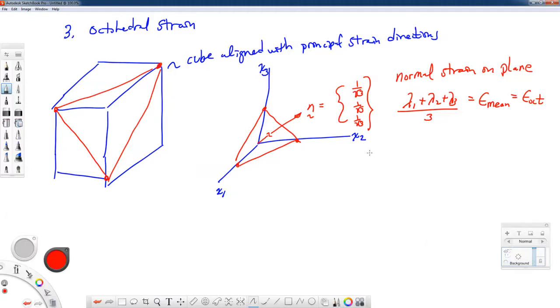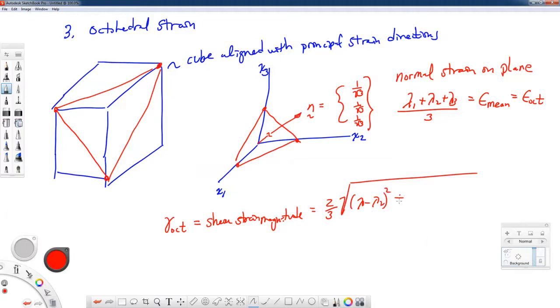We also have a shearing strain that exists on that plane. I'll write the formula down. We'll again get into more detail when we talk about stresses. The octahedral shearing strain magnitude is 2/3 square root of, in terms of the principal strains, lambda 1 minus lambda 2 quantity squared plus lambda 1 minus lambda 3 quantity squared plus lambda 2 minus lambda 3 quantity squared, square root of that.